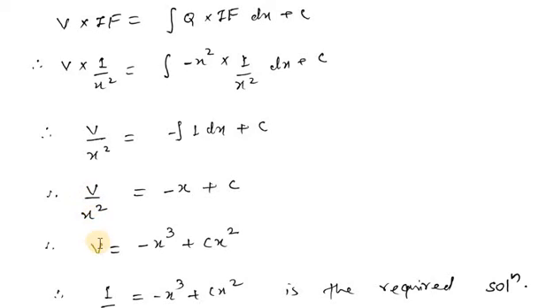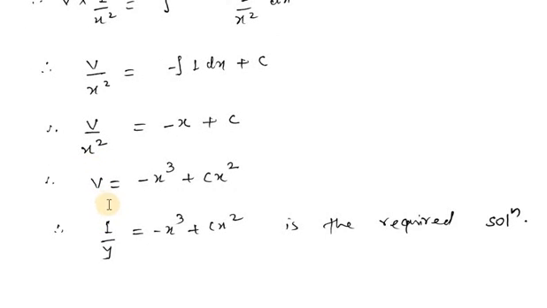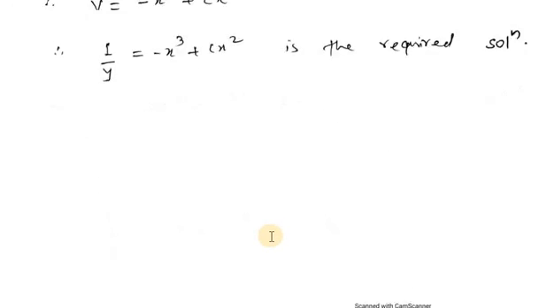So v equals, multiplying the whole equation by x square, on the left hand side x square will cancel out. So we have v equals minus x cube plus c x square. Now replace v by 1 upon y. So the required solution is 1 upon y equals minus x cube plus c x square.